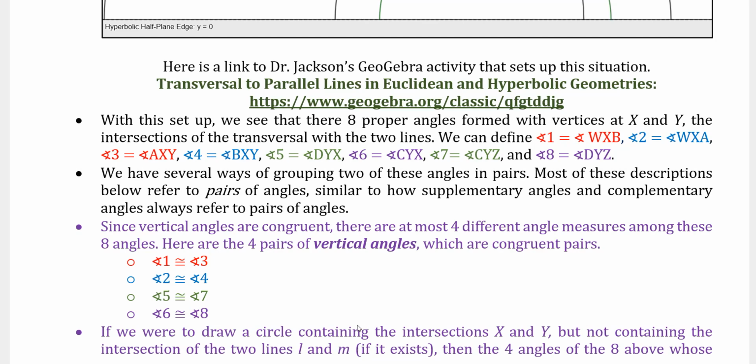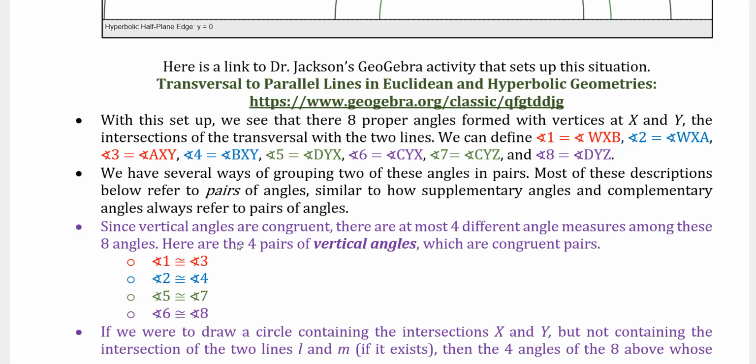Okay, so with this setup, we see that there are 8 proper angles formed, and we're going to name them in this way, like I've already done. Angle 1 is angle WXB, angle 2 is angle WXA, angle 3 is AXY, angle 4 is angle BXY, and so forth, so that we can name all of them by a single number. We can't use a single letter because there are at least 4 angles at X and at Y, if you don't count the straight and zero angles. So we can't just say angle X or angle Y. It gets cumbersome to talk with all of these letters, so we're just going to call them angle 1, angle 2, angle 3.